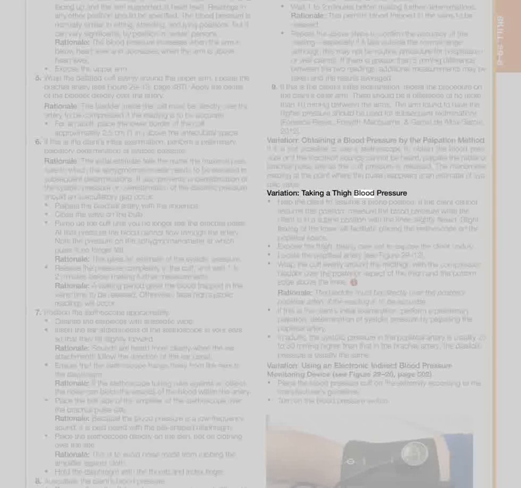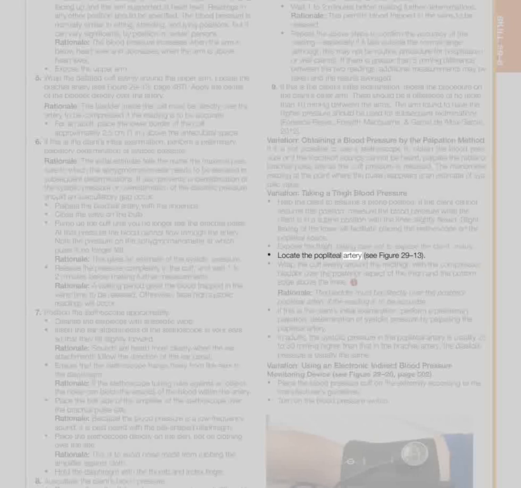Variation: taking a thigh blood pressure. Help the client to assume a prone position. If the client cannot assume this position, measure the blood pressure while the client is in a supine position with the knee slightly flexed. Slight flexing of the knee will facilitate placing the stethoscope on the popliteal space. Expose the thigh, taking care not to expose the client unduly.